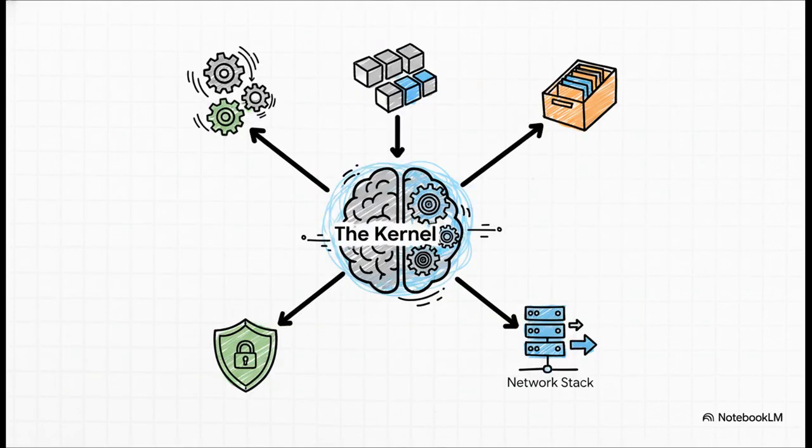So, what's on our building manager's daily checklist? Well, pretty much everything. It decides which programs get to run and when. It manages every last bit of memory. It controls access to every single file. It handles all the communication with the outside world. It's the central nervous system for the entire machine.